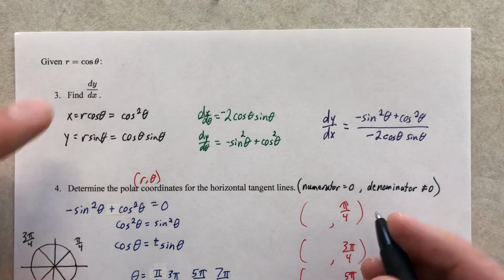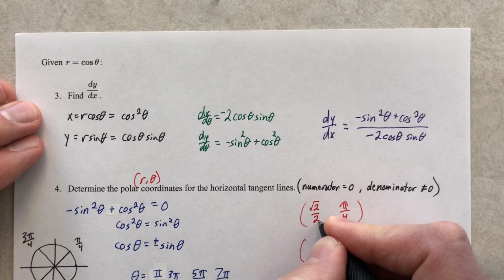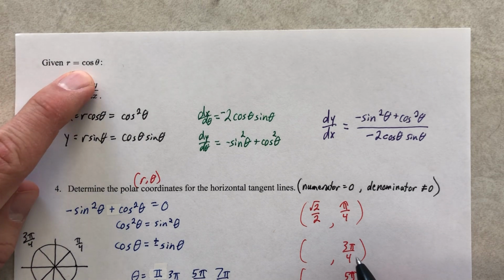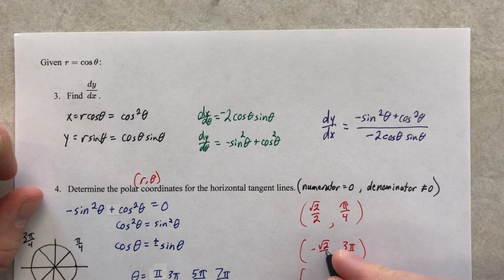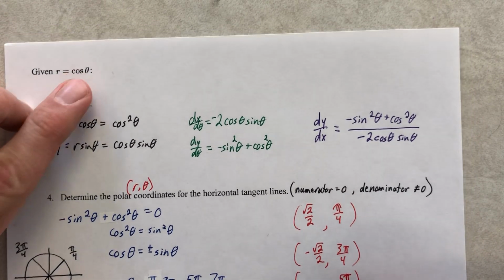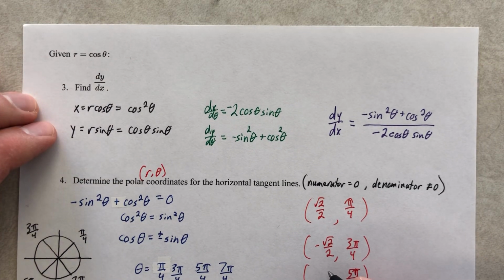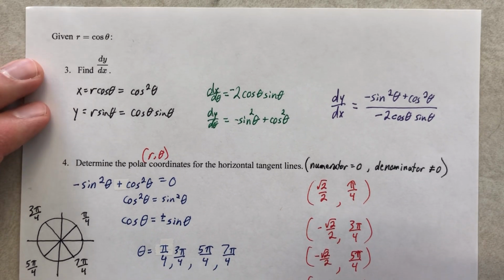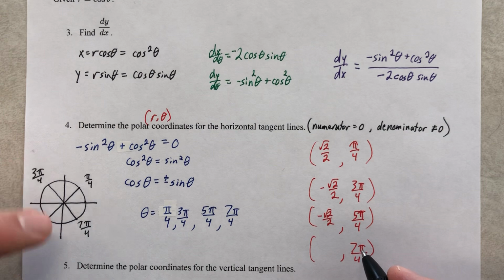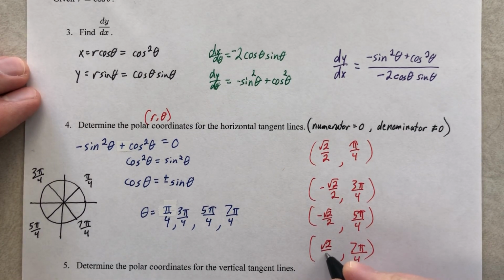So cosine of pi over 4 is the square root of 2 over 2. Cosine of 3 pi over 4 is negative square root of 2 over 2. Cosine of 5 pi over 4 is... Sorry, my brain just shut down for a second. Negative square root of 2 over 2. I'll tell you what I was thinking in a second. And then right here, this would be positive square root of 2 over 2.